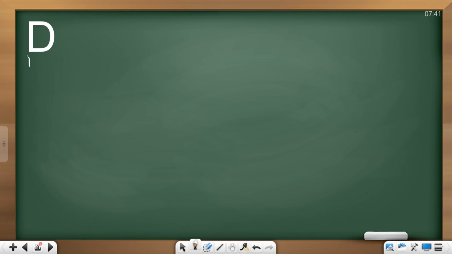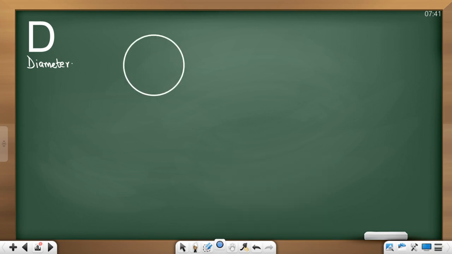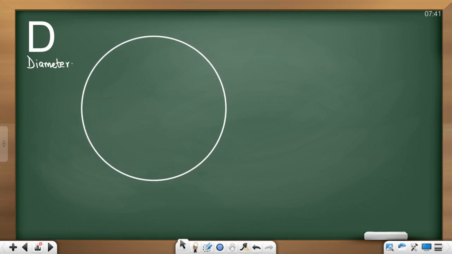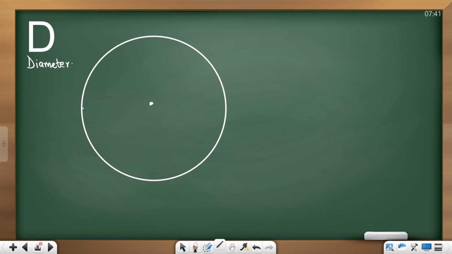D. The word D is the first letter of the word diameter. When I see a diameter, what should I be thinking of? Remember, the diameter must pass through the center of the circle. Okay, there are certain words I'm going to now start using, and I'll tell you what it means. So that is a diameter.